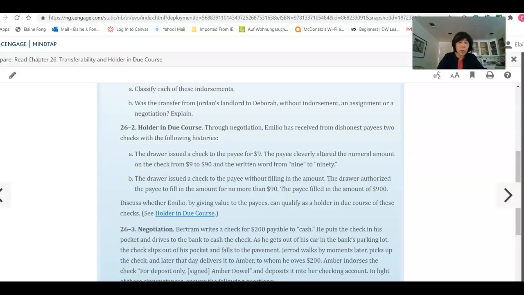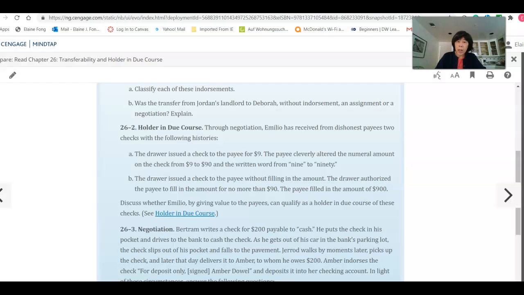What's required to be a holder in due course? First of all, pay value. We have that. Has it been done in good faith? Is there anything here to say that Emilio has done anything dishonest or not in good faith? No. And does he have any notice that there's an alteration to the check? No, he does not. So Emilio would be a holder in due course of the first check in letter A there. All right, take a look at letter B.